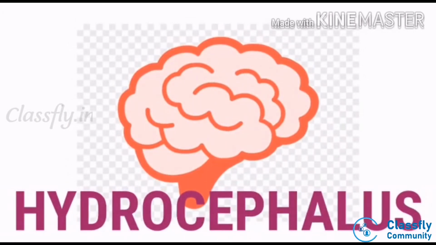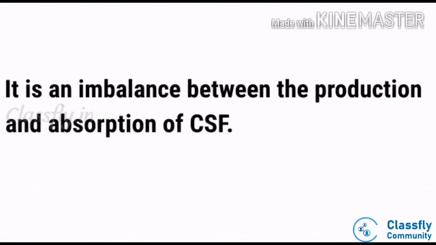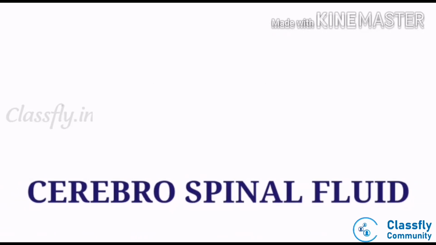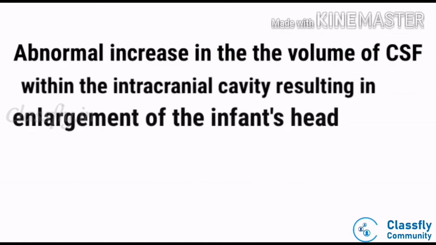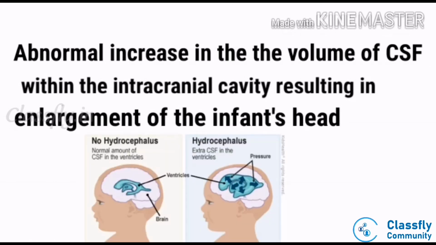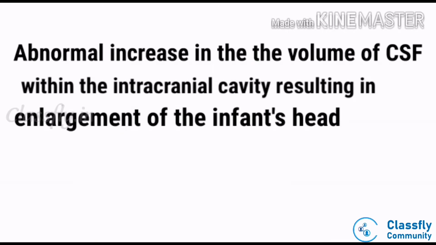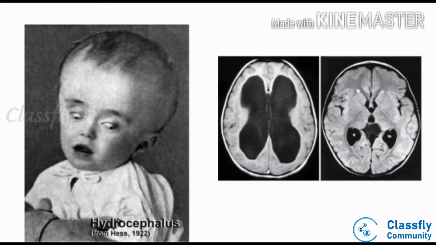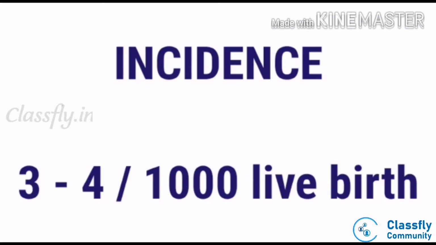Hello friends, today we'll be dealing with hydrocephalus. Hydrocephalus is the imbalance between the production and absorption of CSF, or the cerebrospinal fluid. It is characterized by abnormal increase in the volume of CSF within the intracranial cavity, resulting in enlargement of the infant's head. Let's see the incidence. It is about 3 to 4 children per 1000 live births.